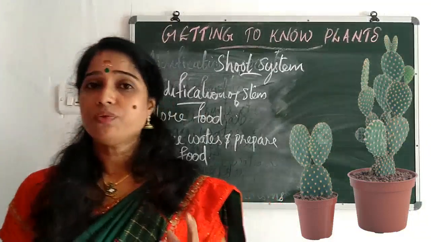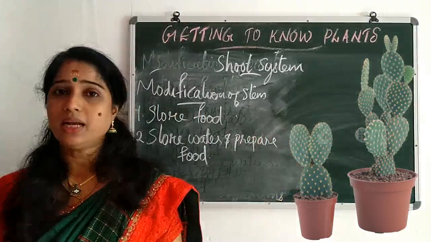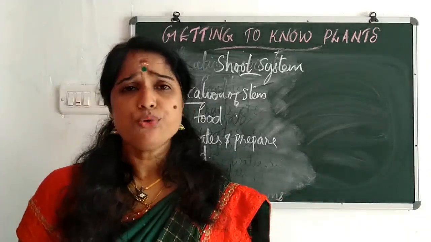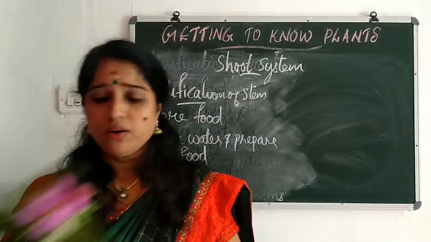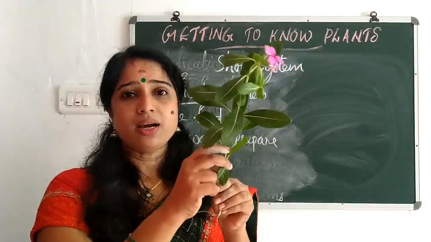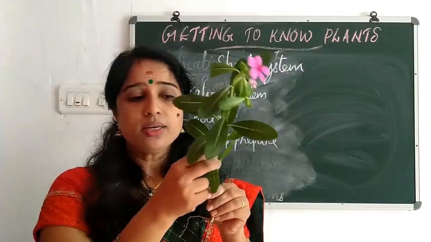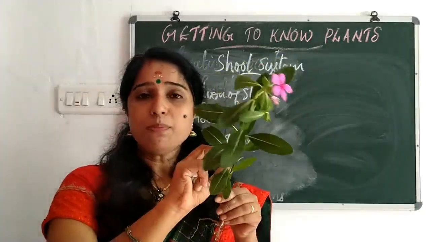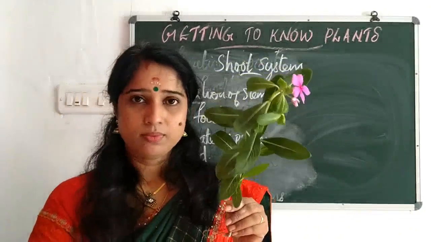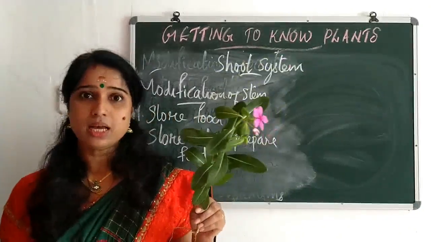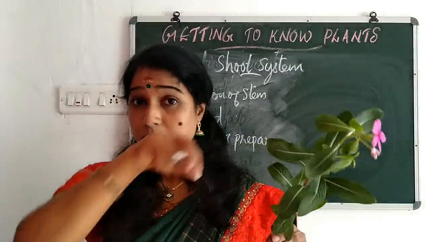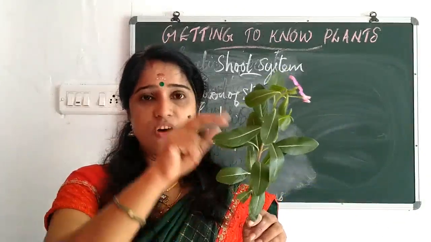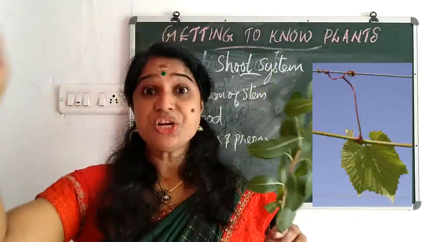And in the case of, look at the board, you can see the grapevine and the bitter gourd and all. You know that, as I told you earlier, the place from where the leaf arises is known as the node. Near the node we can see the bud. That bud arises to form the branches. But in the case of these plants, as I told you, they are climbers. The stem is very thin and weak. So here this bud develops into what? It develops into tendril only.